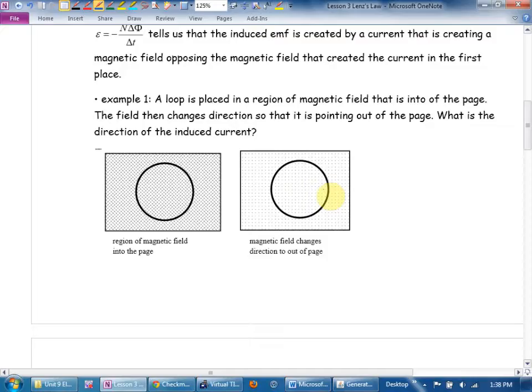As it turns out, the current must flow clockwise. Why? Because out of the page was trying to create it, so it's going to create into the page.